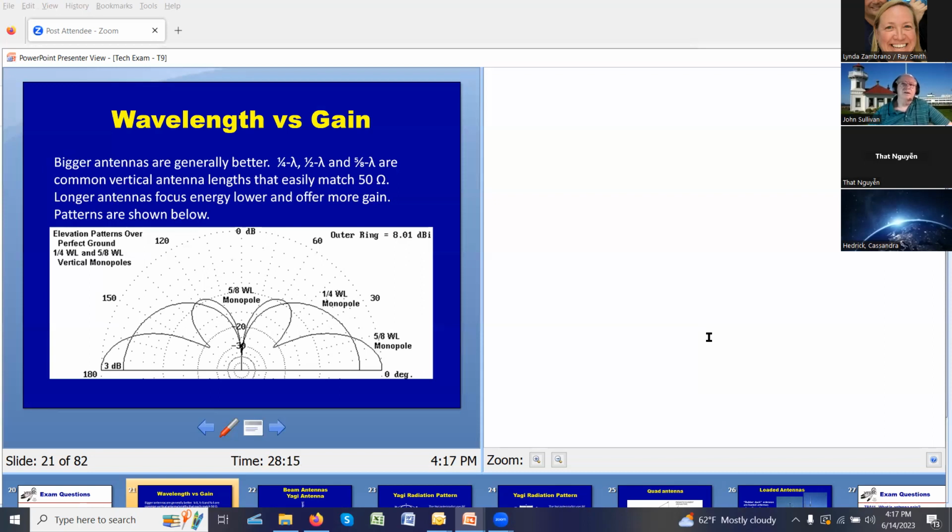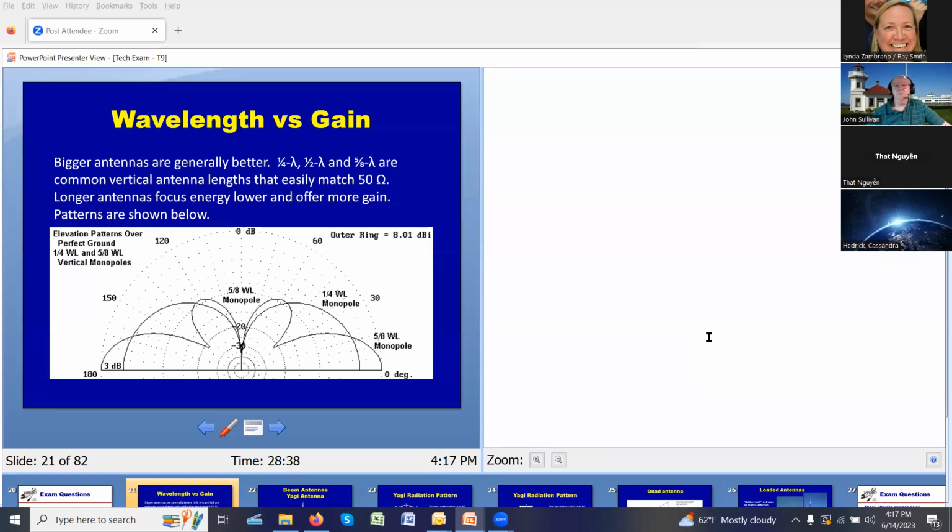Longer antennas will focus the energy lower and offer more gain in one direction. Gain is not an increase in power overall. You only have so much power that is going to come out of your radio. When we talk about gain, we're talking about relative power in a particular direction.